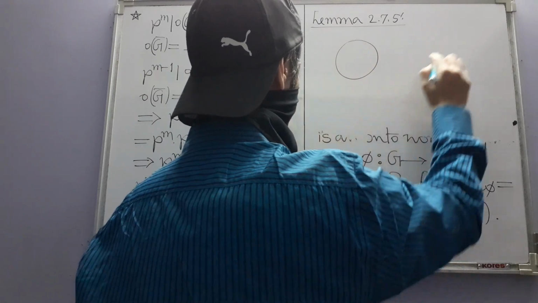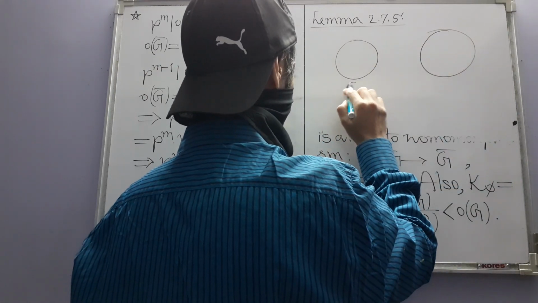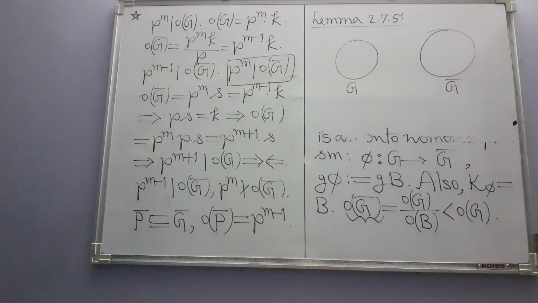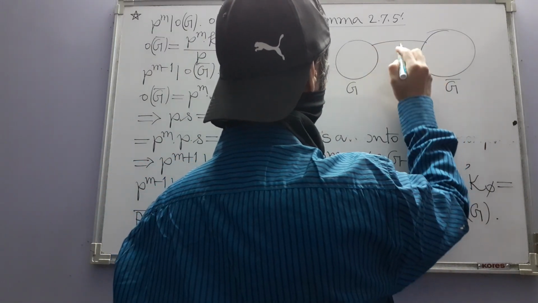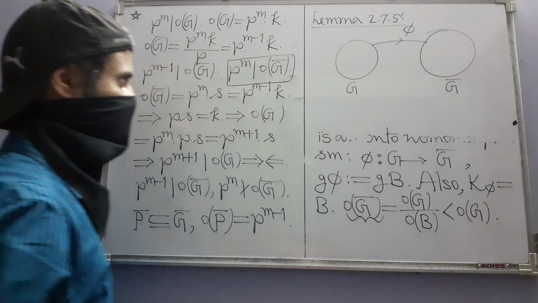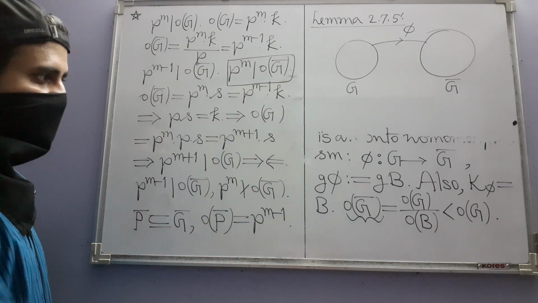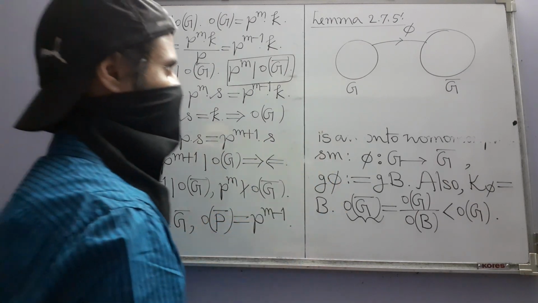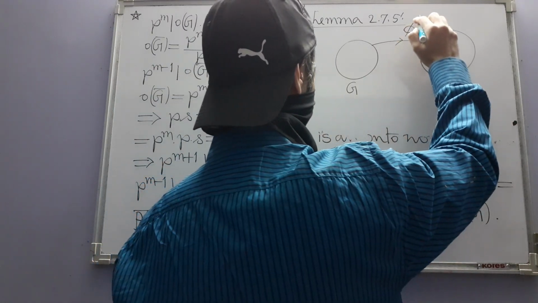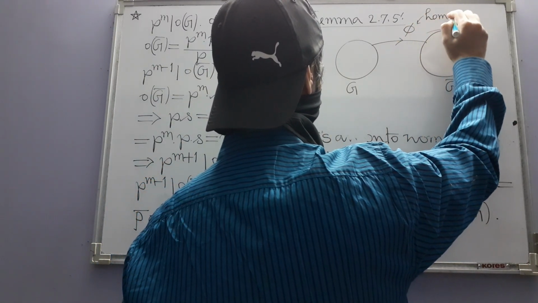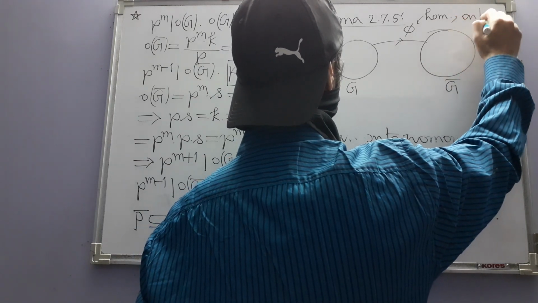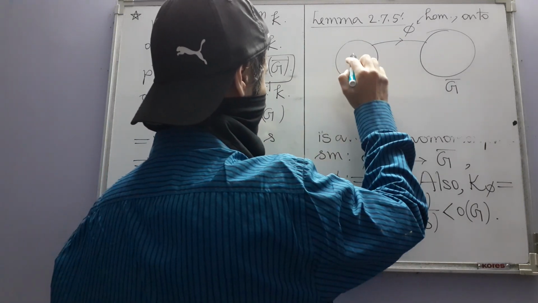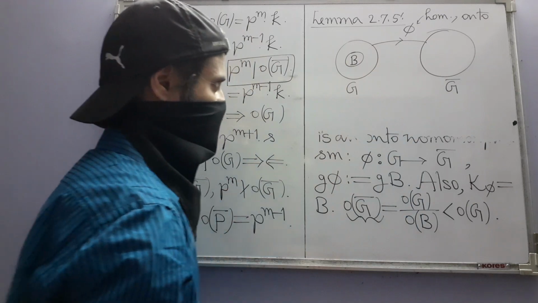Suppose you have two groups, G and G bar, and say there is a homomorphism phi. I am intentionally using those same symbols so that we can match with our current situation. That maps, it's a homomorphism, and it's onto also, which this one is. And the kernel of this homomorphism is, say, B.